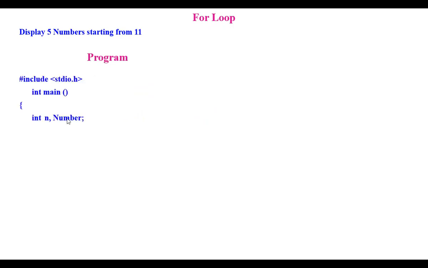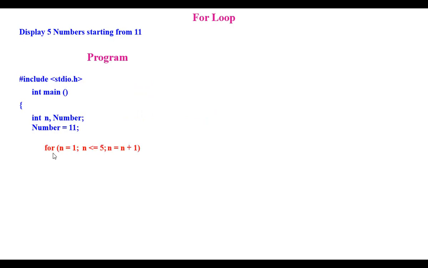Loops come in 3 ways. They are for, while, and do while. Let's take the for loop first and see how it works. I want to display 5 numbers starting from 11. Here, in a simple program, we have taken 2 integers, n and number. Both are integers. The number is assigned 11, because we want to display numbers from 11.